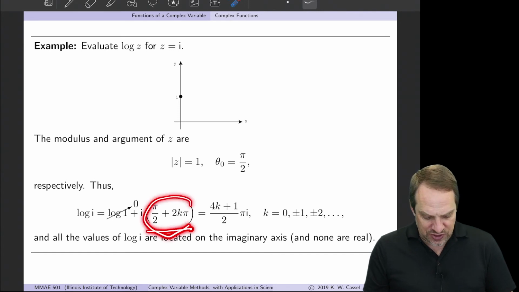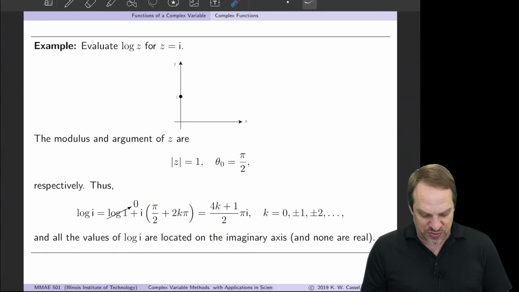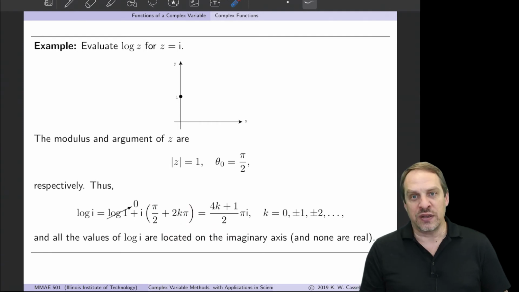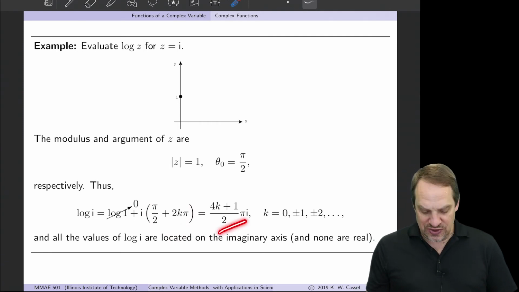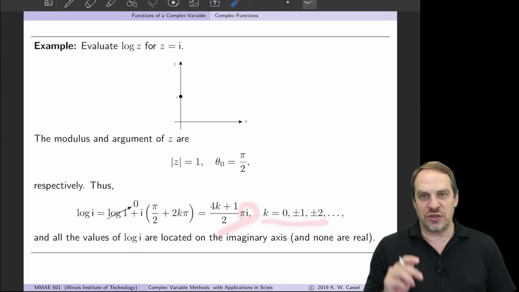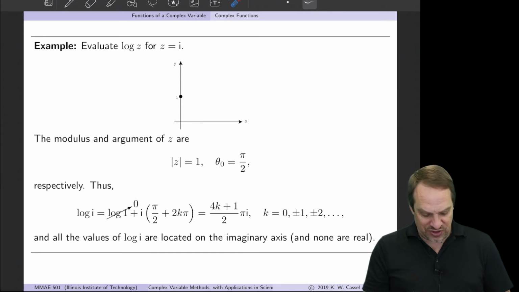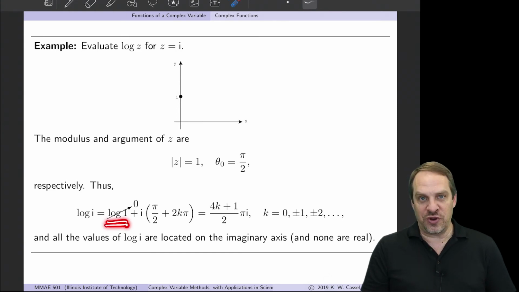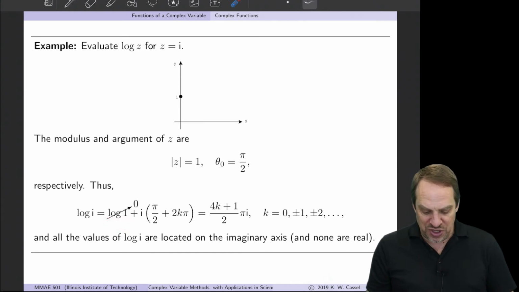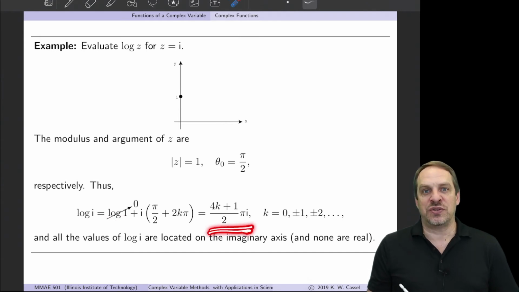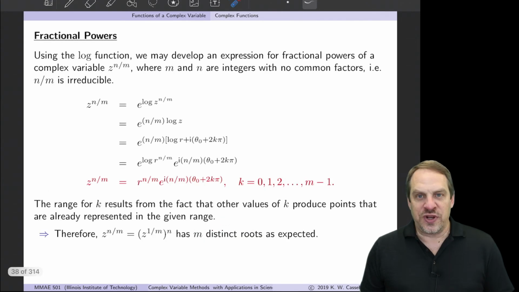So if we take this and write it in this fractional form, that's (4k plus 1) over 2 pi times i. So you can see that every value for any k is indeed imaginary. None of these values are on the real axis. They're all on this vertical line on the imaginary axis because they're a distance 0 from the imaginary axis, but none of them lie on the real axis. They're all imaginary.